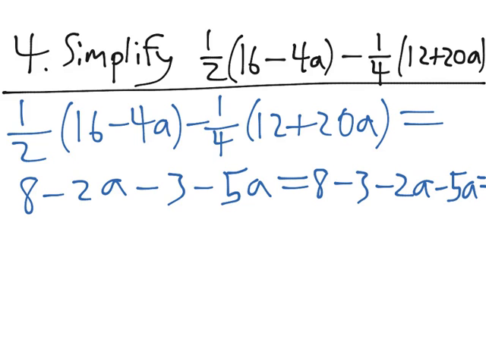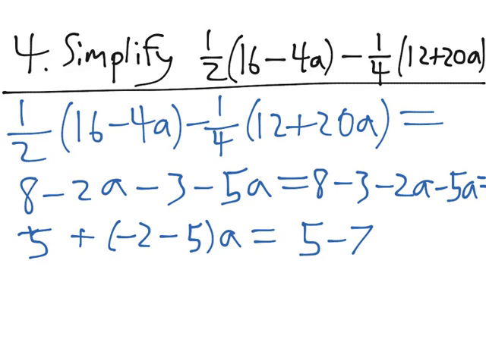Now this is equal to 5 plus (minus 2 minus 5) times a. We can combine the a terms using the distributive property again. And finally, we get 5 minus 7a.